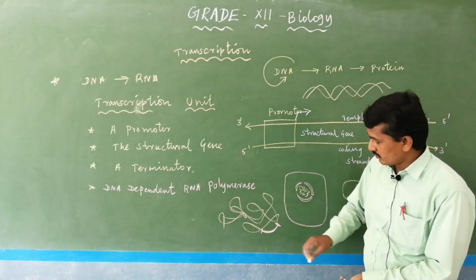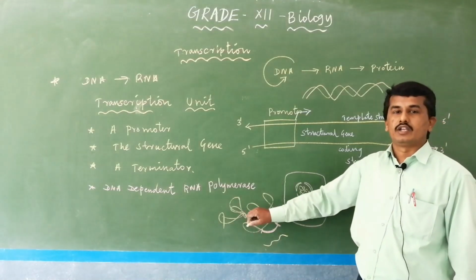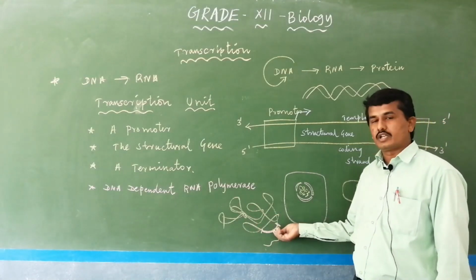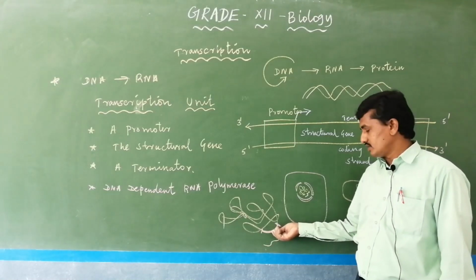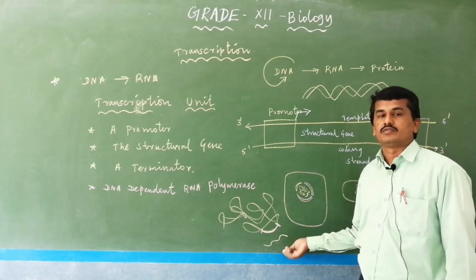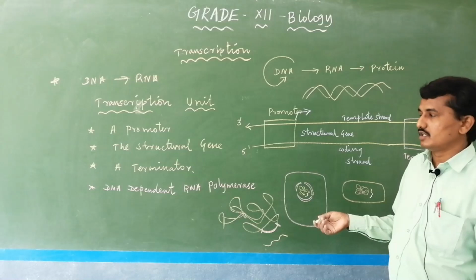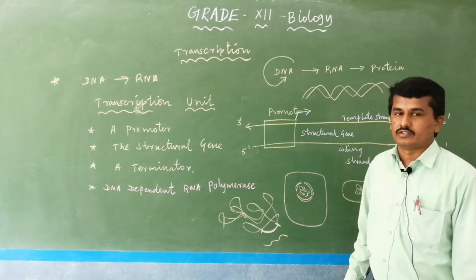From the chromatin reticulum, the segment is DNA and the gene. From the gene, the mRNA is formed. So from the DNA, the mRNA is formed, which means the process is transcription. The transcription involves the DNA dependent RNA polymerase enzyme.